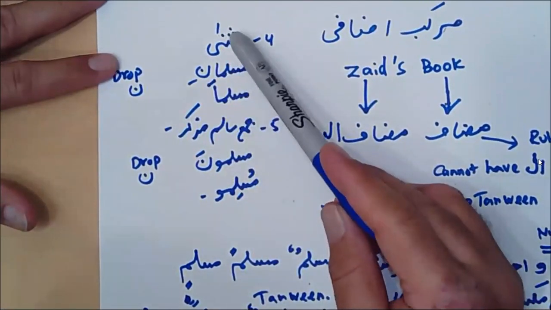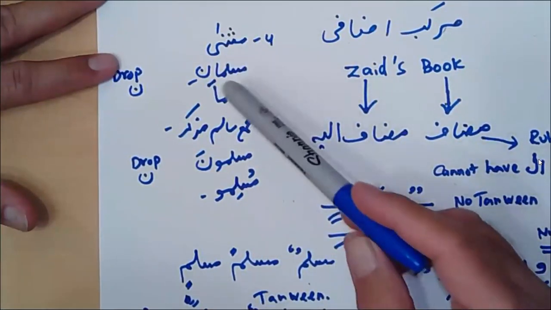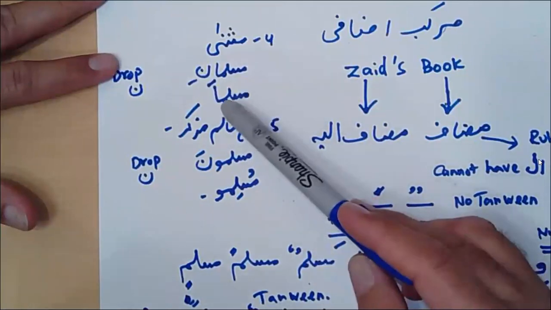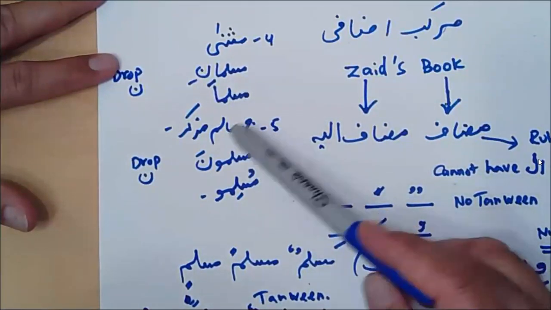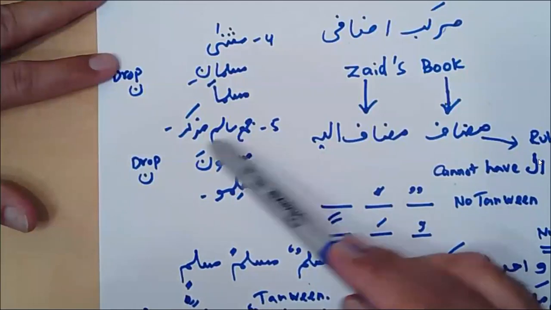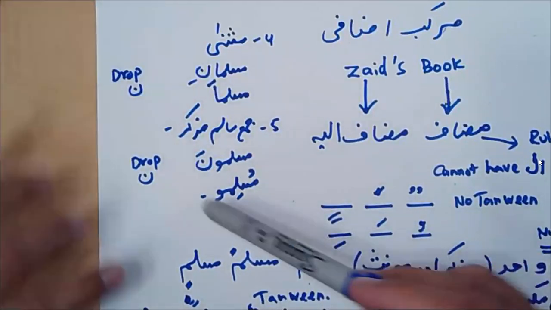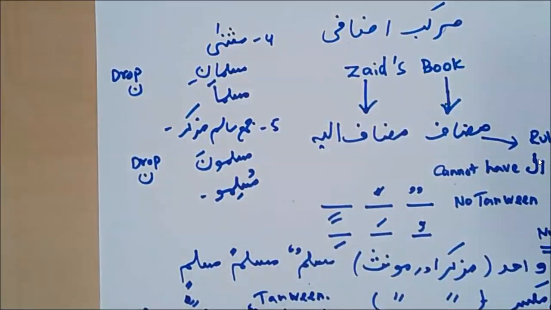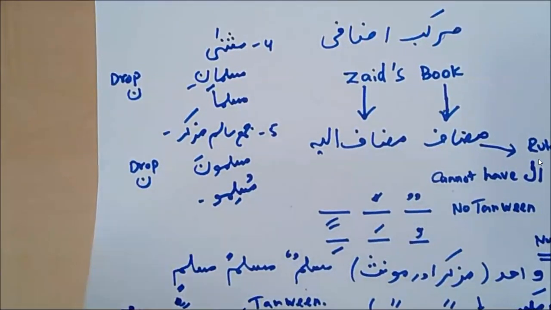If we have a musanna as muzaf, then the noon will be dropped and it will be muslima. And if it's jama salim muzakkar, so jama salim muzakkar is muslimuna, then the noon will drop and it will become muslimu. Making sense? Yeah. Okay. So that was the muzaf rules.